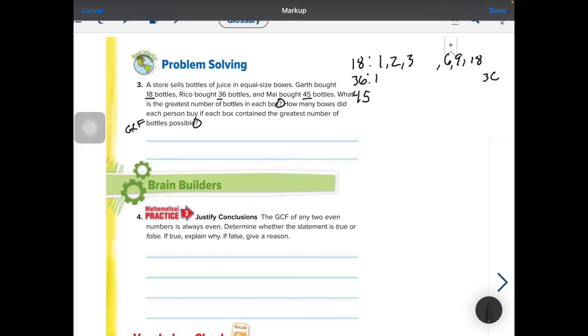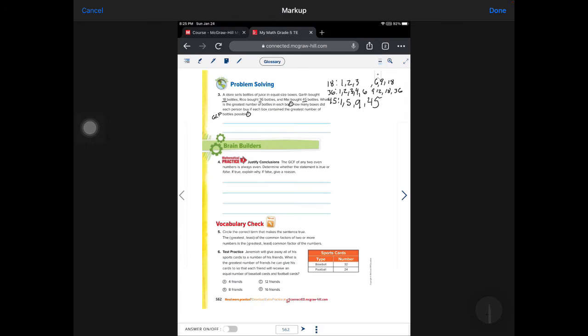Okay, 36. We have 1 and 36, and then 2, 18, 3, 12, 4, and 9. 5 will not go into it. 6 will, though. There you go.